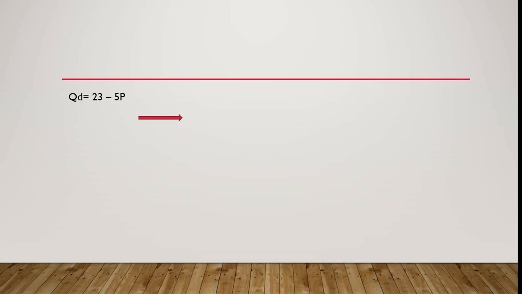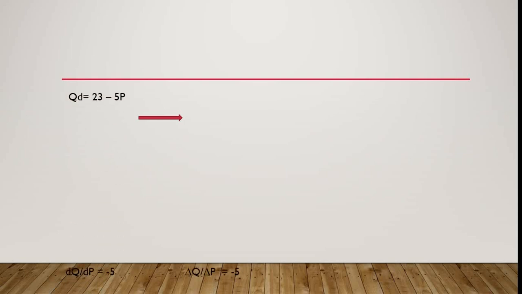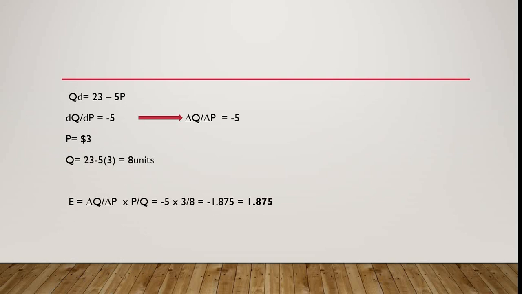So we are now left with the right hand side of the equation, that is P over Q. Now P was given to be $3. So you can put $3 into the equation to find Q. Q is going to be 23 minus 5 times 3, which is going to be 8 units. So you put those values in. I have the change in quantity over change in price to be negative 5, then P to be 3, and Q to be 8. You put that into the equation and get negative 1.875. So that's going to be 1.875, which is greater than 1. So demand is elastic. That's the type of elasticity exhibited by the consumers.